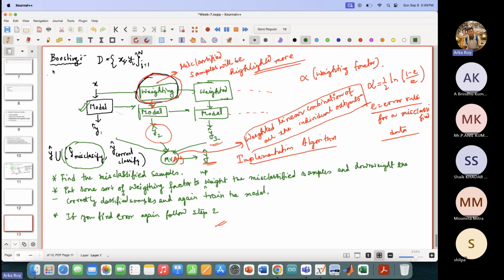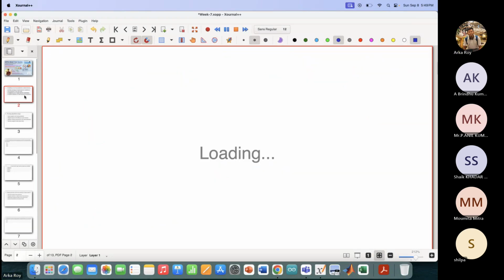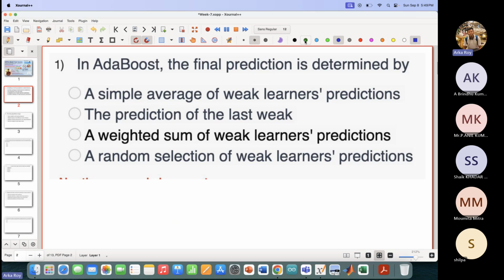So this is the general boosting structure. If I am not being specific about any particular algorithm, we generally use either majority voting or averaging. But because there is a very popular technique called AdaBoost, in this particular case, instead of using majority voting or averaging, we use a weighted linear combination of the individual outputs. That is what we do in case of AdaBoost. Now let us see the options given for this question.